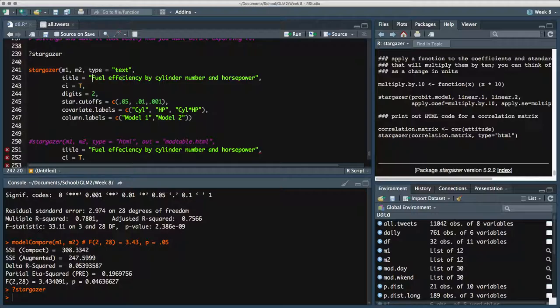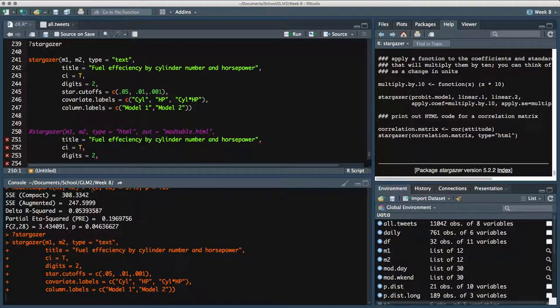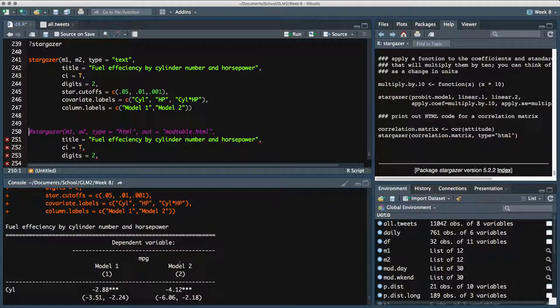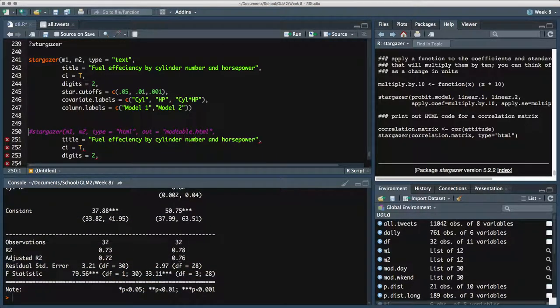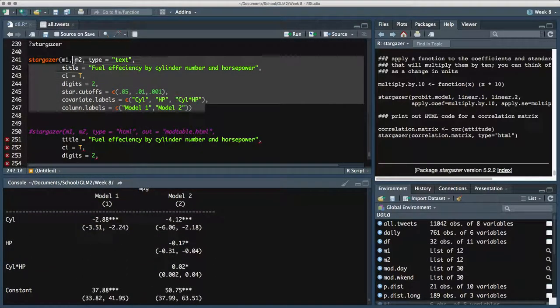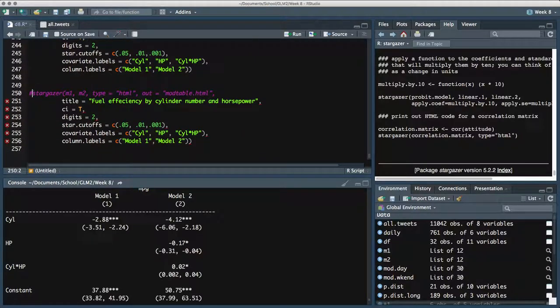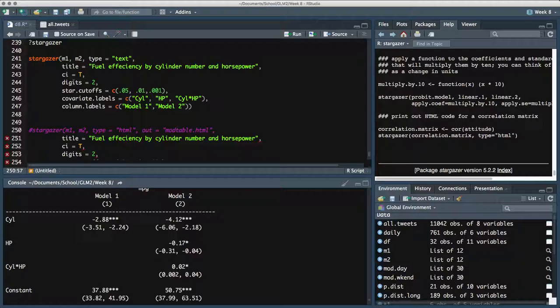So this text, when you don't have an out, displays your table as it will output here in your console. So start by using text to go through some of these things and build the basic table that you want, and then later we will change the type to HTML and give it an out equals, which specifies that you're naming a file and exporting a file, and I'll show you what that does.